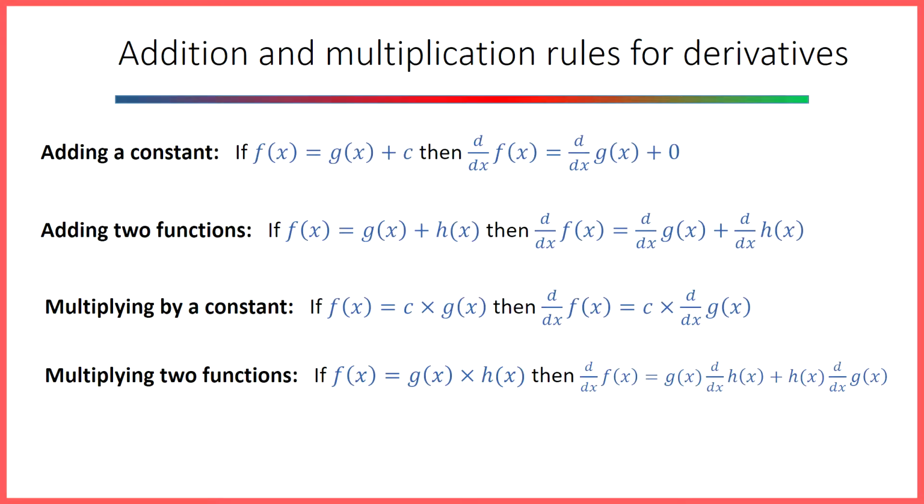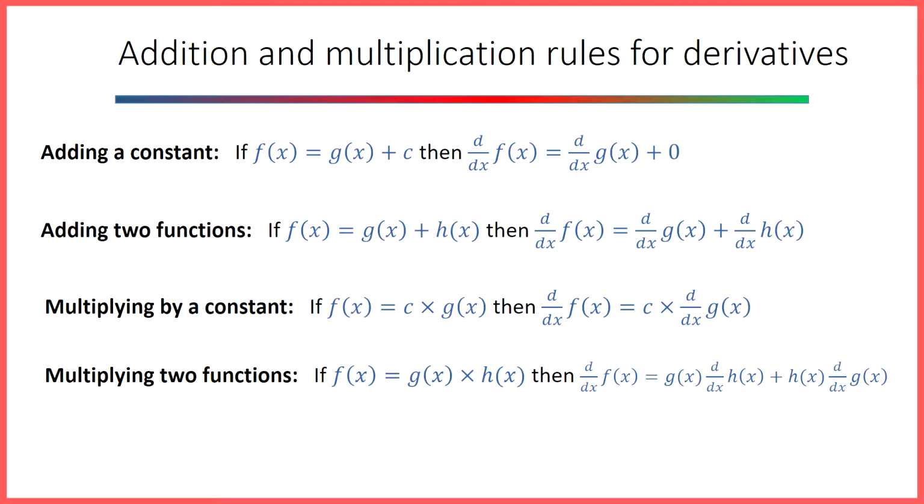Next, we've got an equation for when your function is created by adding two other functions together. If f of x is equal to g of x plus h of x, then the derivative of f of x equals the derivative of g of x plus the derivative of h of x. Next, we have an equation for multiplying by a constant. If f of x equals the constant c times g of x, then the derivative of f of x equals c times the derivative of g of x.